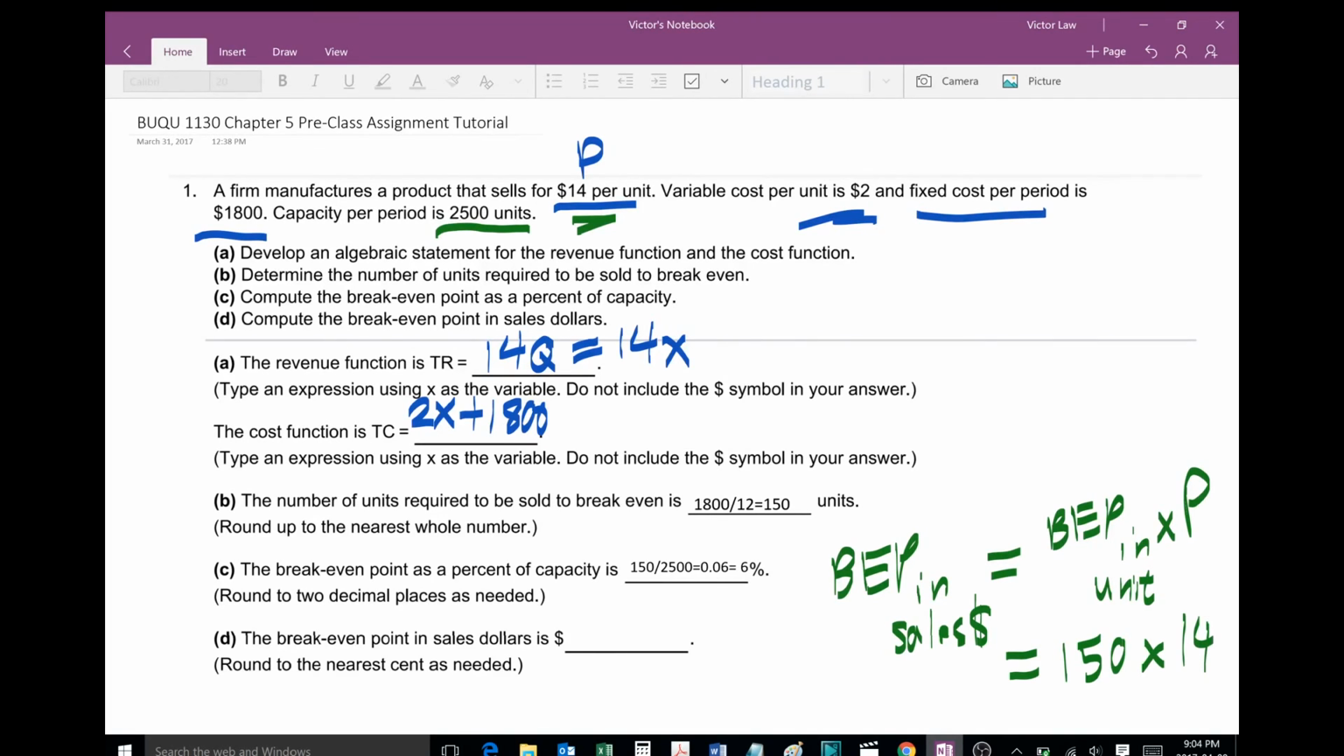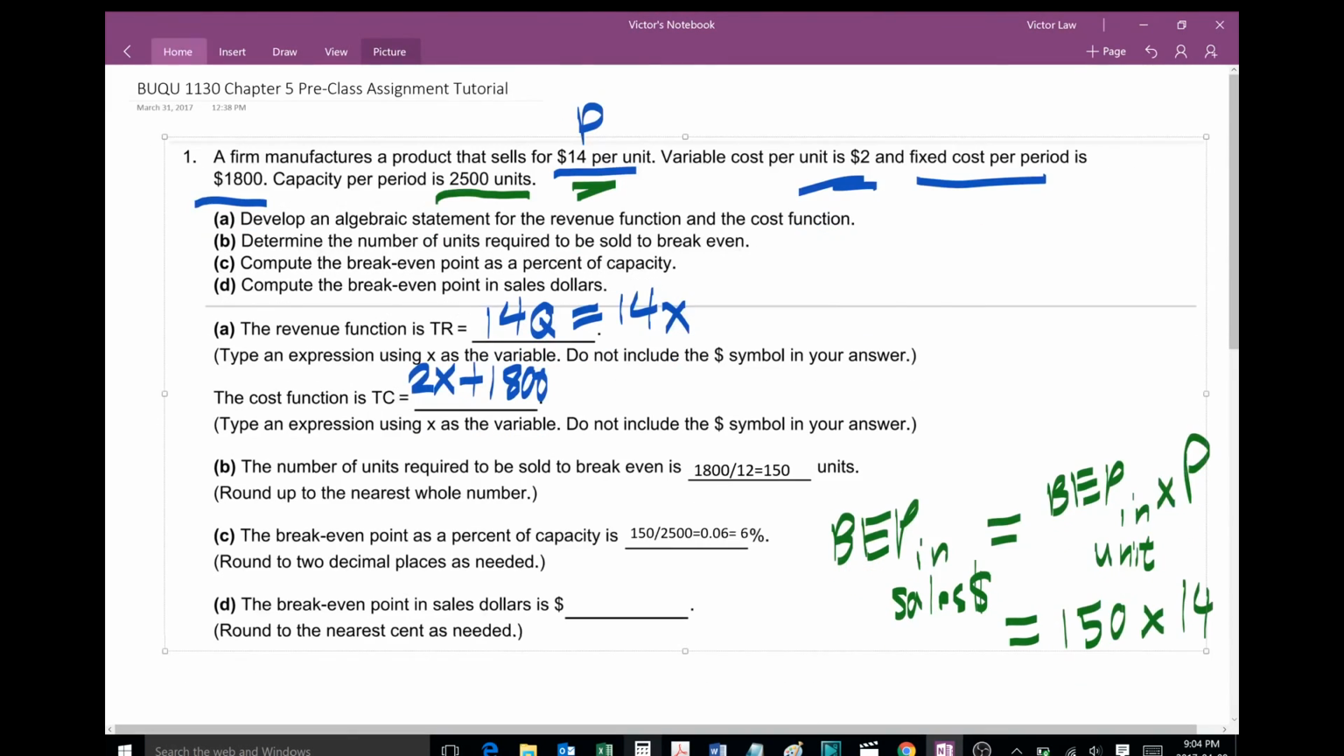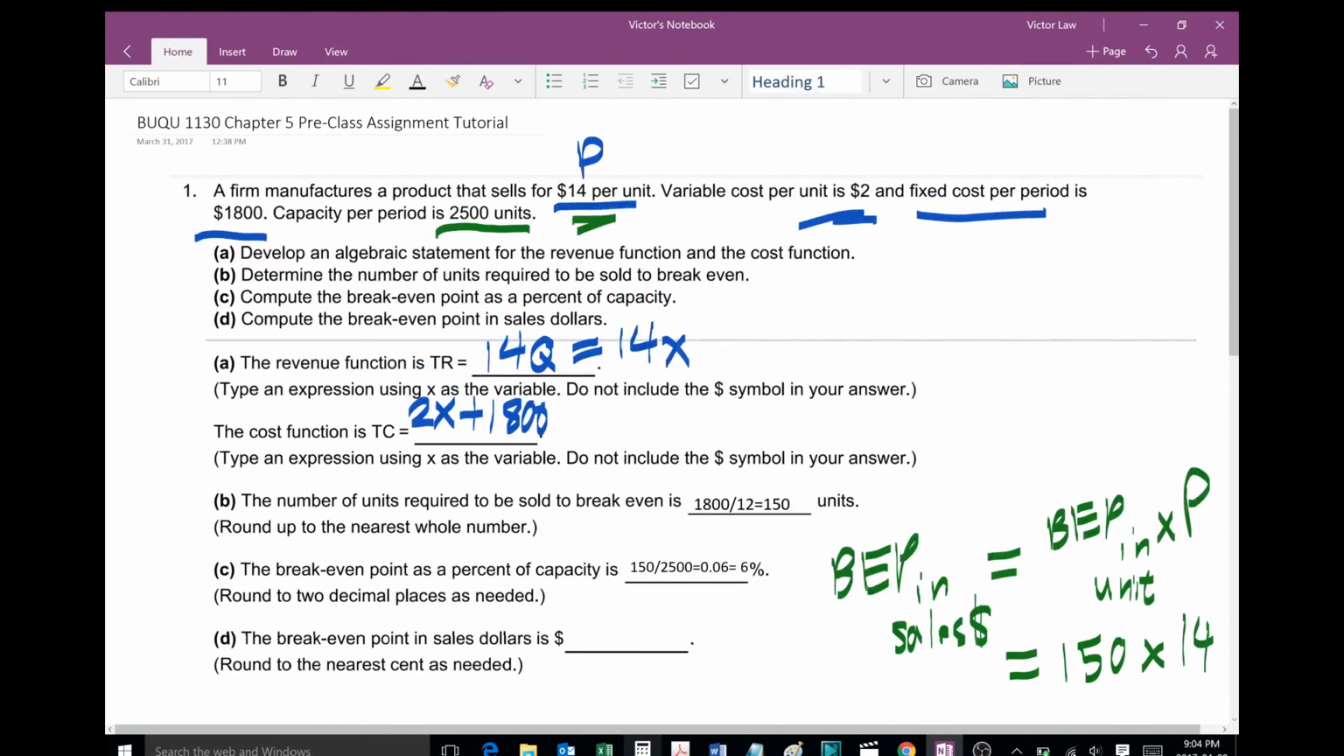And then we're going to type that in to find out what the break-even in sales dollars is. So 150 times 14 equals 2,100. Okay, so there we have it. The break-even point in sales dollars is $2,100.